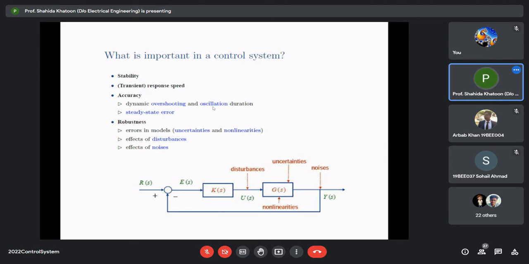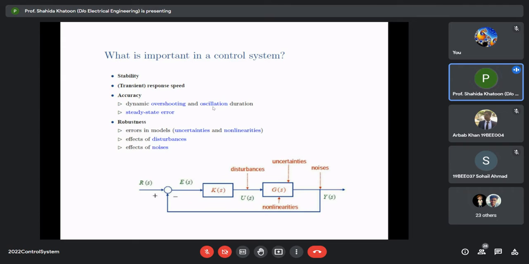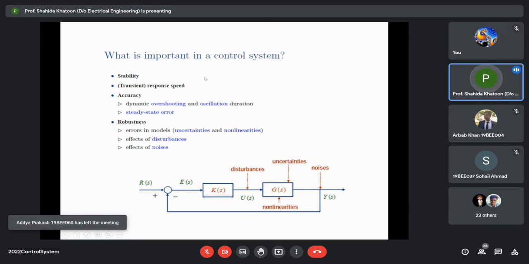So, what is important in a control system? The most important characteristics are stability, transient response speed, accuracy, that is dynamic overshoot and oscillation duration, and steady state error. The fourth aspect is robustness. Robustness is basically about errors in the model in the presence of uncertainties and non-linearities. These also result from the effects of disturbances and noises, right? So this is the diagram. You can note this down in your notebook as today's lecture notes.